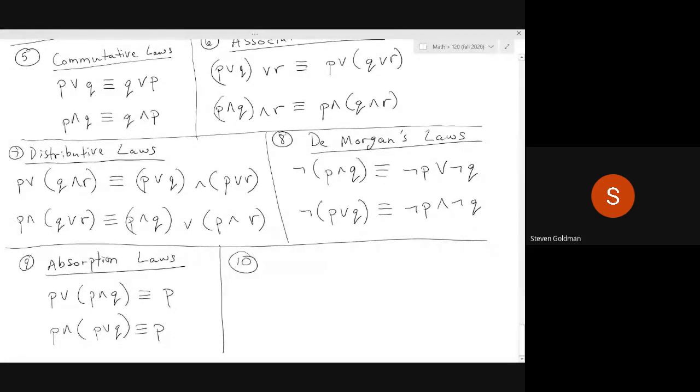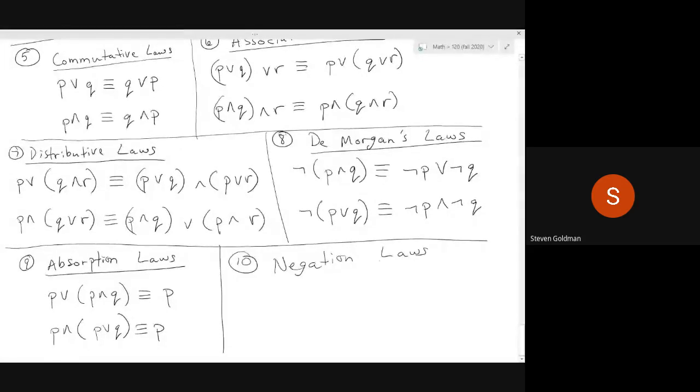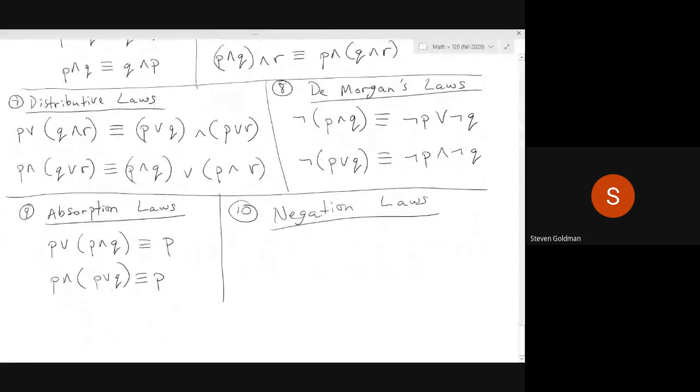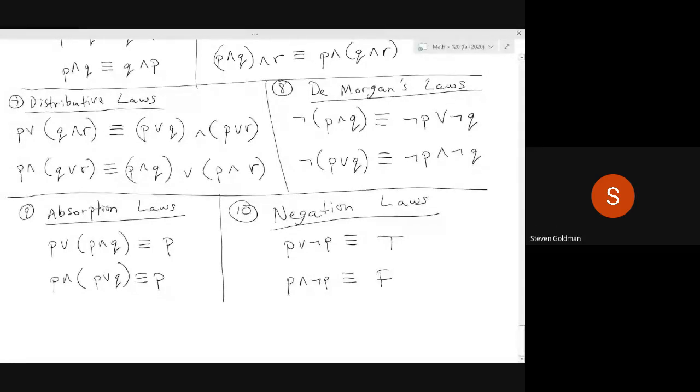And finally, number 10, the negation laws. Well, I said finally, but I have a few more actually after this. The negation laws are as follows. P or not P is equivalent to T, that's a tautology as we saw before, and P and not P is a contradiction. Again, we saw that one before.